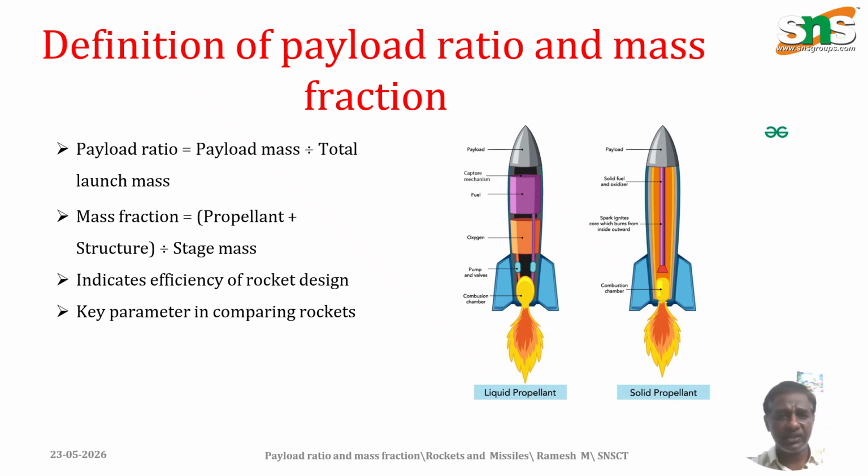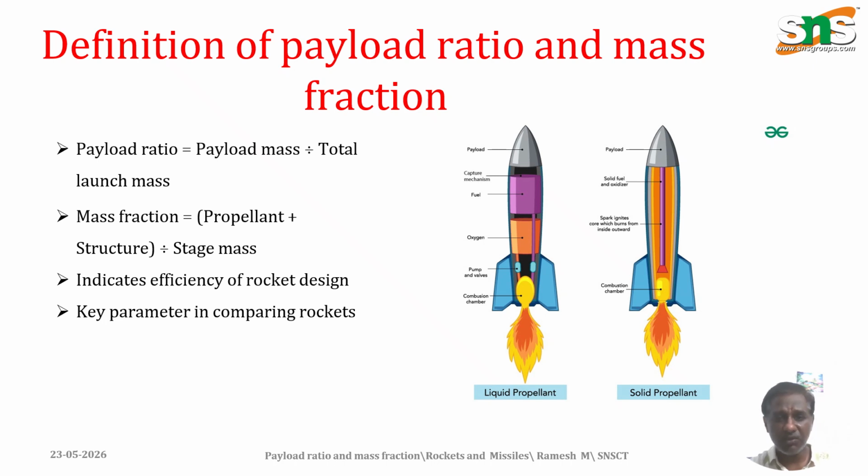Since rockets require an enormous amount of energy to achieve orbital velocity, a large fraction of the rocket mass is usually dedicated to propellant. In many launch vehicles, the propellant mass may constitute more than 80% to 90% of total rocket mass. Mass fraction is a crucial parameter because rocket performance strongly depends on how effectively propellant is utilized. According to the rocket equation, a higher propellant mass fraction generally enables the rocket to achieve greater velocity.